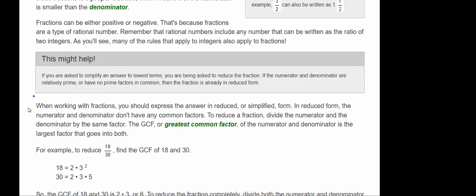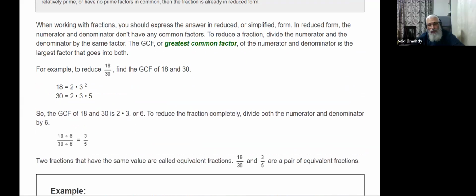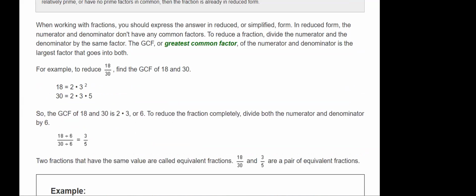If you are asked to simplify an answer to the lowest terms, you are being asked to reduce the fraction. If the numerator and the denominator are relatively prime, or have no prime factors in common, then the fraction is already in reduced form. When working with fractions, you should express the answer in reduced or simplified form. In reduced form, the numerator and the denominator don't have any common factors. To reduce a fraction, divide the numerator and denominator by the same factor, the greatest common factor. The greatest common factor of the numerator and denominator is the largest factor that goes into both.